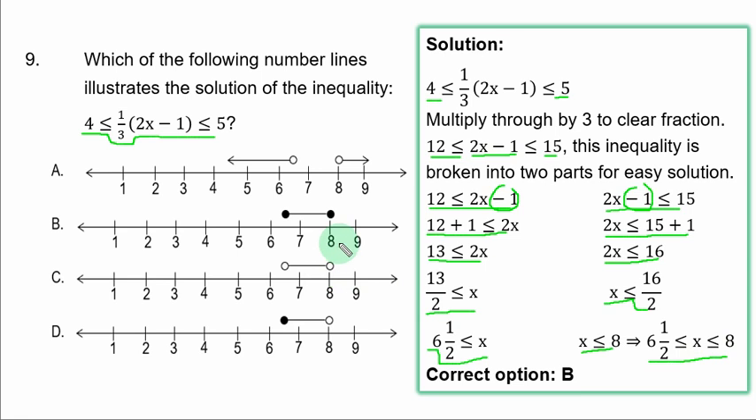Now, the symbol we have there is weak, and weak symbol of inequality means you use thick circle to do your representation. So from here, you have this is weak, this is weak. So we have two thick circles. So in between 6 and 7 is 6 and a half. Then here is 8. So B is the correct option.